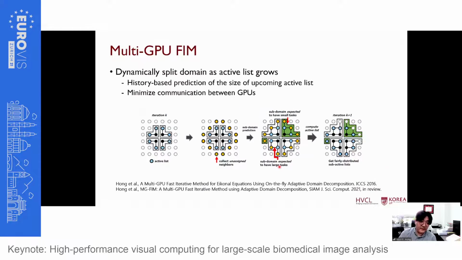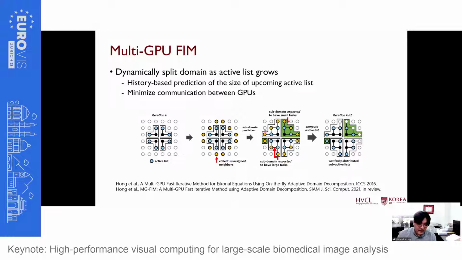So the problem that we need to solve in this case is how can we split the domain dynamically, so that when we grow or shrink this active list, we can assign the domain in a way that the task is always assigned more or less equally. So that's the main idea: dynamically split the domain as the active list grows.